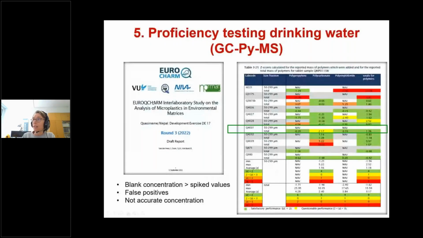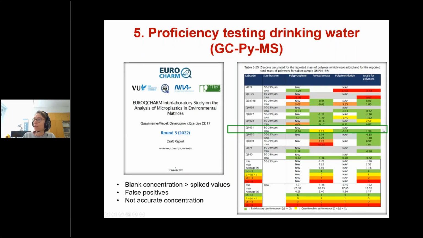We participated in a proficiency test for drinking water. This was not done with Orbitrap, but with pyrolysis MS with a single quad. And in here we see the results and the different laboratories participating. It has to be indicated that most of the laboratories use FTIR instead of pyrolysis. That was done in 22. And only one third or less of the laboratories were using pyrolysis. In here we have polypropylene, polycarbonate, polyvinyl chloride, and the total of polymers analyzed. And so our results are in here.